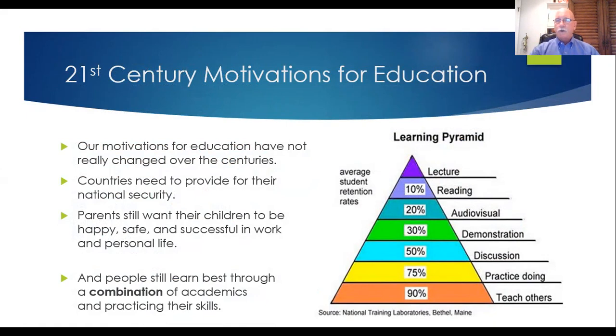This diagram, this pyramid, shows average student retention rates, meaning when a student is learning something, they're not just remembering it like in Bloom's taxonomy, they're retaining that knowledge. They're actually learning and they remember it long term. It becomes part of their understanding. It's not just a memorization. And so at the bottom of the pyramid are the types of learning that are most effective.